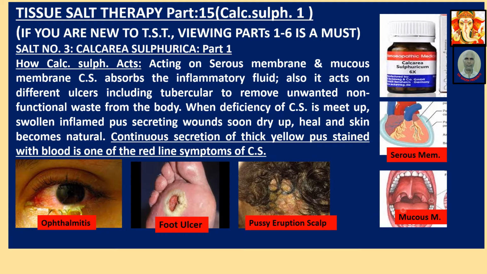Similarly, mucous membrane. This is mucous membrane. There are so many organs where mucous membrane is. There is the mouth. The whole intestine from mouth to anus is covered by mucous membrane. And most of the area of the respiratory system is also covered by mucous membrane. There is so much area of mucous membrane. This medicine acts also on the mucous membrane.